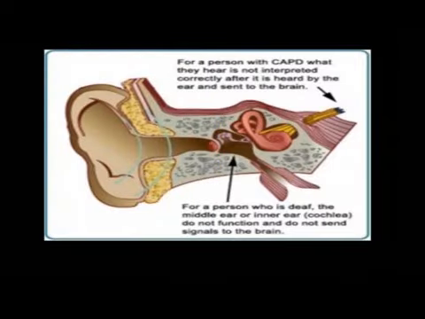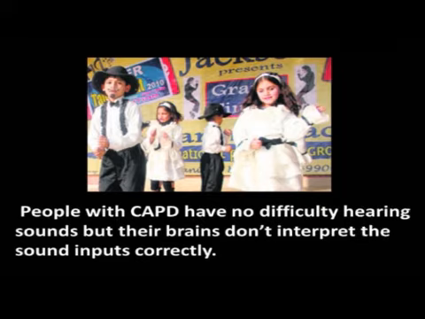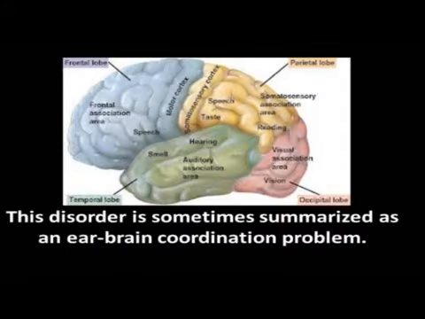Central auditory processing disorder is a hearing disorder in which the trouble lies not with the ears but with the brain. People with central auditory processing disorder have no difficulty hearing sounds, especially speech, but their brains don't interpret the sound inputs correctly. That's why the disorder is sometimes summarized as an ear-brain coordination problem. CAPD affects as many as 2% to 5% of school-age children, and as many as half of the children are diagnosed as having a learning disability.